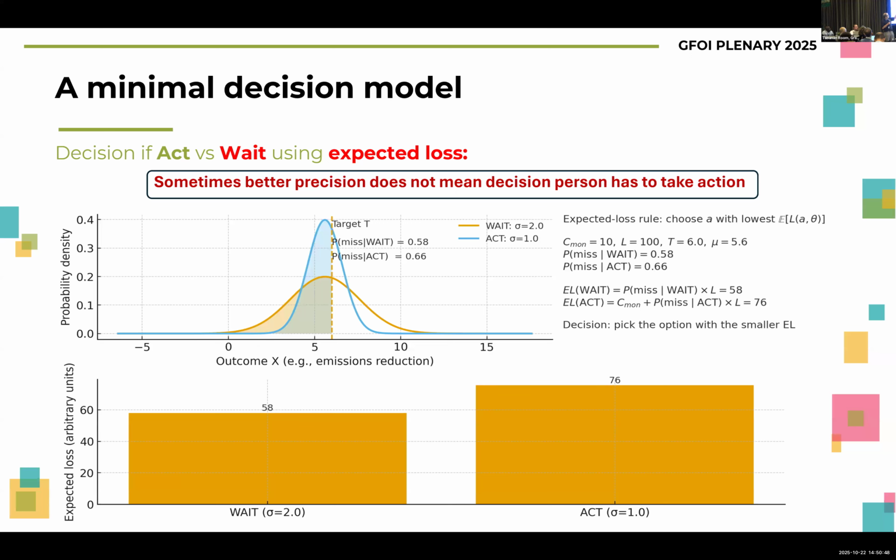Again, the message is sometimes better precision does not mean that the decision maker has to take an action. And I think this is a very important message, potentially, that you can pass to the decision maker. I have gone a little bit away from the pure MRV situations that we face. I'm trying to be a bit more general, but this is the basic concept.